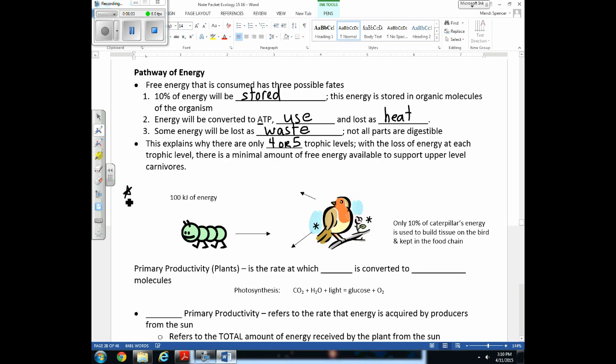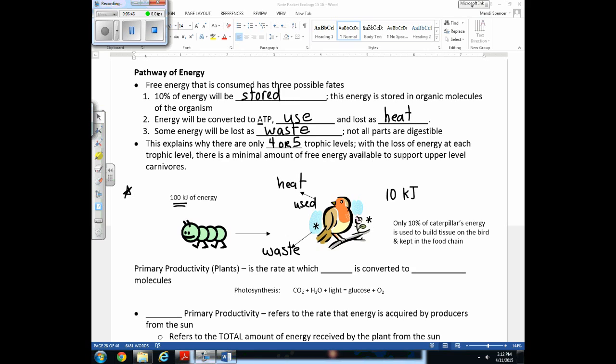Let's look at this diagram and just put that all in perspective. If this caterpillar is eaten by this bird, it is going to acquire 100 kilojoules of energy. Now, out of all that energy, that bird is only going to store about 10% of it. It's going to store about 10 kilojoules of energy in proteins and carbs and lipids that make up the tissues of the bird. A major portion of that energy is going to be used. So the bird's going to use some of that energy, and it's going to be released as heat. And some of that caterpillar is not going to be digested, and it's going to go right through that bird as waste. So energy is going to be lost as waste.